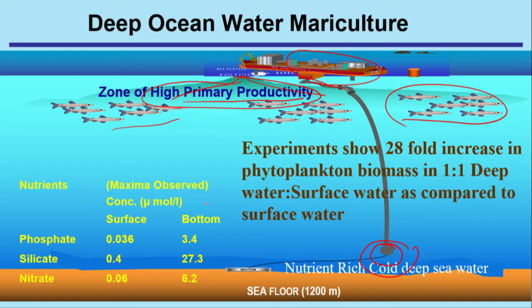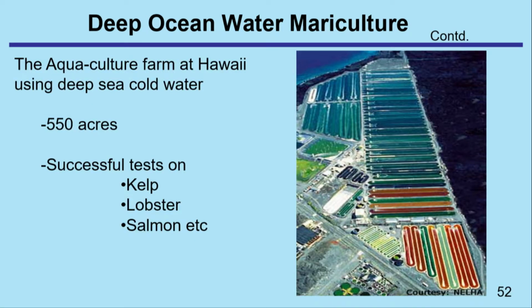To give an idea, I have shown what nutrients are there, and what the concentration is at the surface and what the concentration is at the bottom. So all these things are coming up, and thus we can have improved mariculture along with this OTEC. When you do this OTEC mariculture in Hawaii, they have done it in about 550 acres, as you can see here, and they have done it successfully for kelp, lobster, salmon, etc. As you can see in this picture, you can see all these mariculture cultivations in Hawaii.